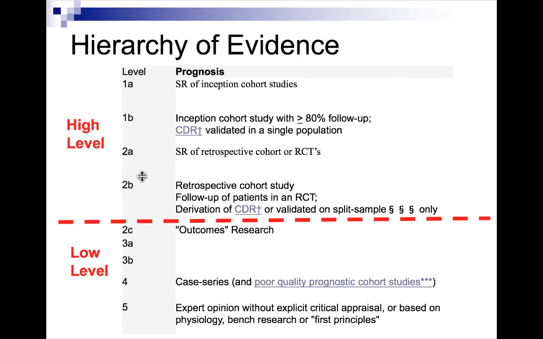So we'll focus on the 1B and 2B categories here, and in the 1B category, both are considered high. We can see these words for 1B, Inception Cohort, and for 2B, Retrospective Cohort, and then a follow-up of patients in an RCT. Then we're going to contrast that with low-level studies, 2C, which is outcomes research, and then case series.